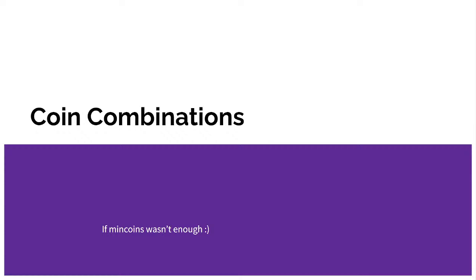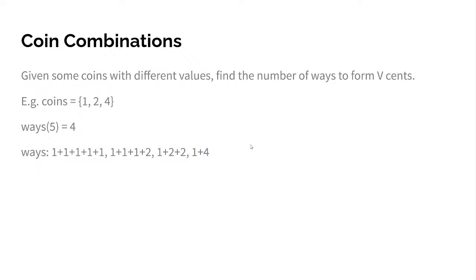Right, so basically in some cases instead of a grid, we have cases where our DP function has two different variables. So in this case, we also need to use 2D DP. So coin combinations: we have some coins with different values and we need to find the ways to form V cents. But the problem is that you can't count the same thing multiple times. So 1 2 and 2 1 is the same thing.